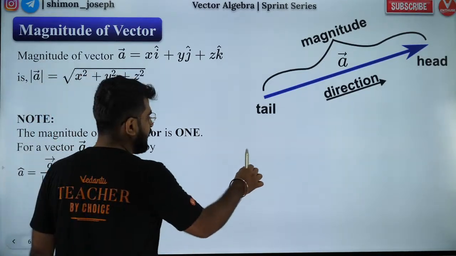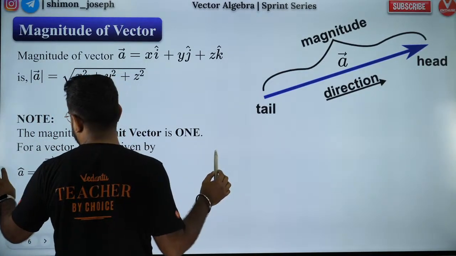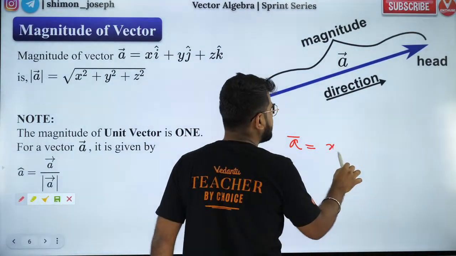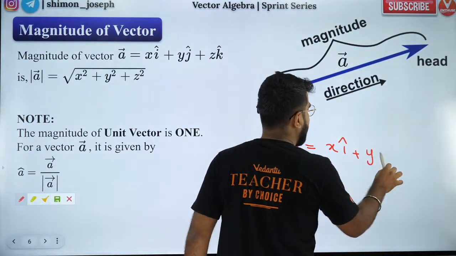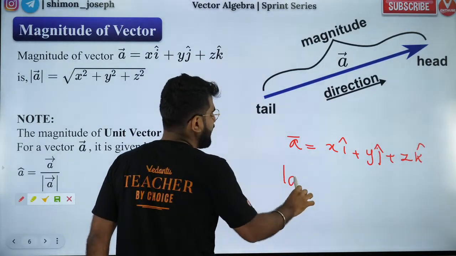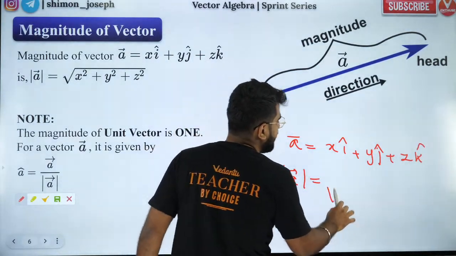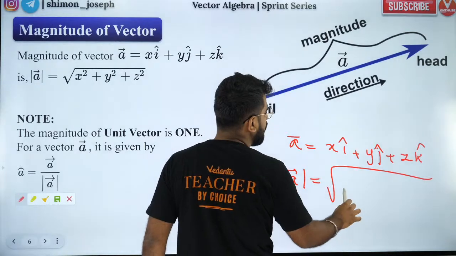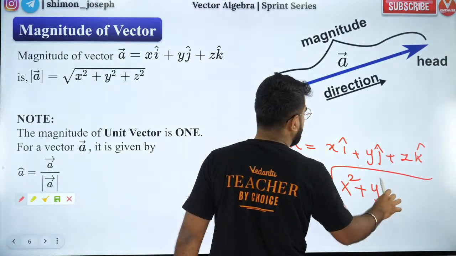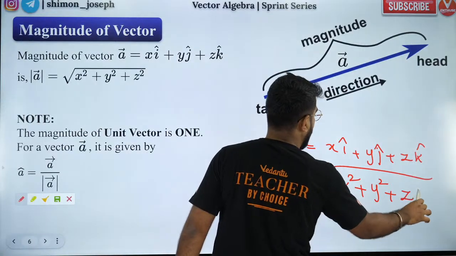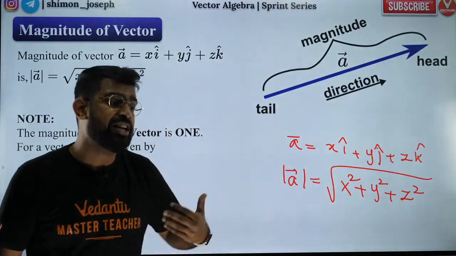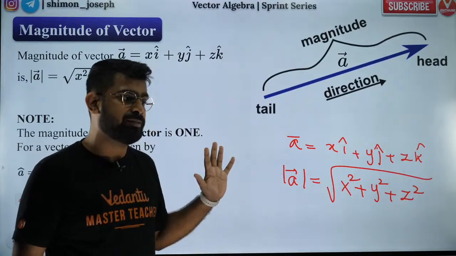Now, whenever you say magnitude of A, let's say the A vector is x i cap plus y j cap plus z k cap. Then the magnitude of the A vector is nothing but the length of the vector. The length of the vector is the i component squared plus the j component squared plus the k component squared, under root. So this is how you find the magnitude of any given vector. Are you all clear with that?